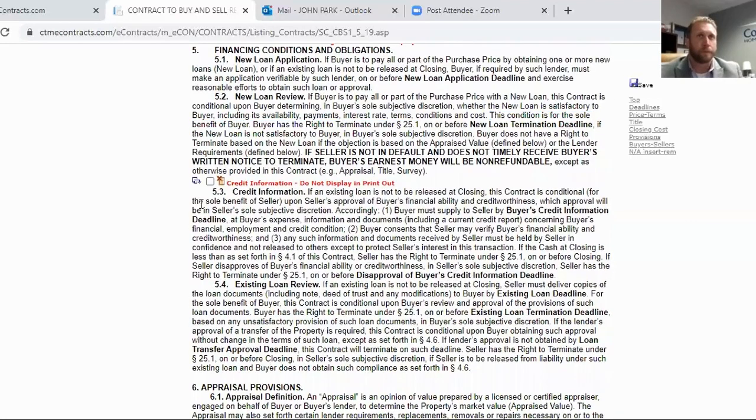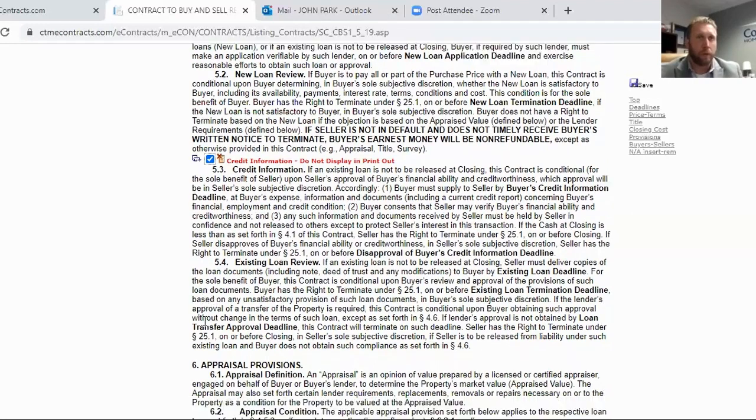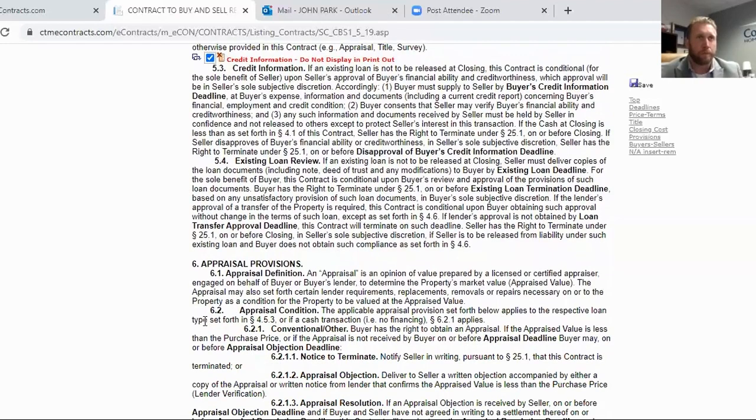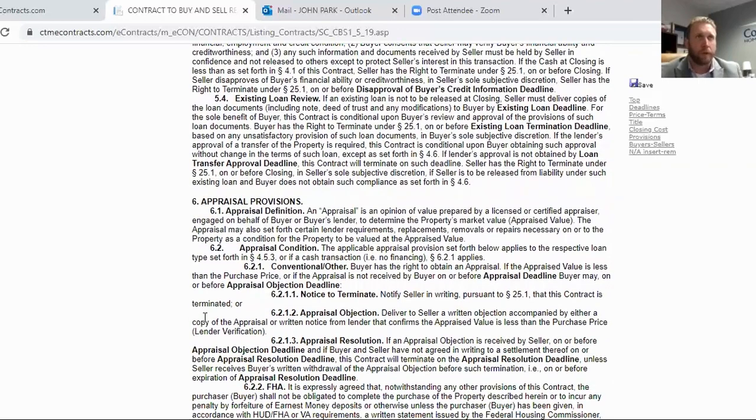Okay. Next section, usually you will delete this out, so mark that section, because this applies to people who are doing seller financing or owner carry and things like that. All right, so let's go.